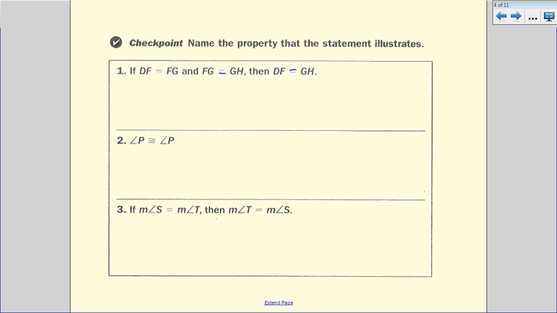What I want you to do at home is to decide, is this the equality or congruency property? And then during our warm-up, we'll name which one goes with that. So make sure you put congruency or equality before you come to class.